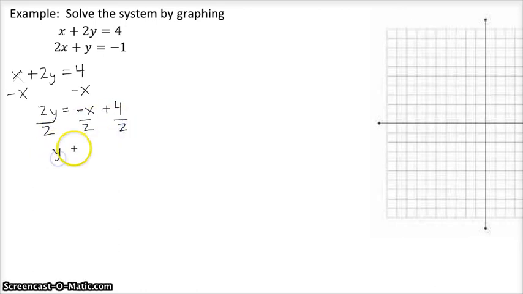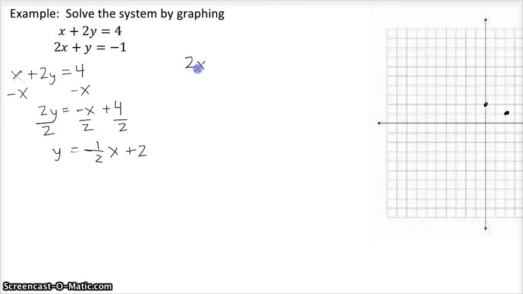So I have y equals, I can't just write negative x over 2, so I'm going to write negative 1/2 x plus 2. So I'm going to graph this. I'm going to start at a positive 2, and I'm going to go down 1 over 2. So those are my 2 points. So I'm going to make a line through them in just a second.